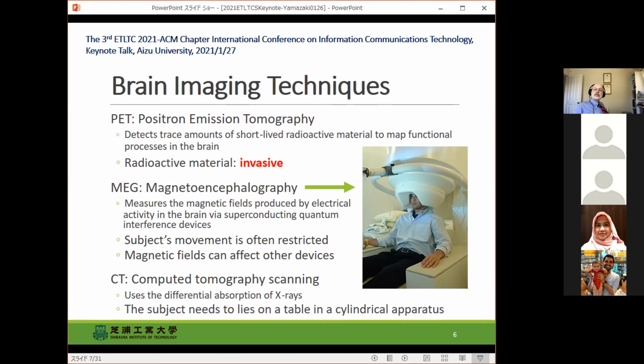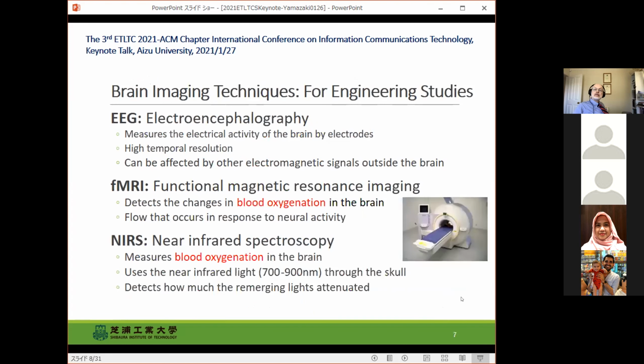And CT, I guess some of you have experienced having CT scanning at a hospital. CT tends to place restrictions on a subject in experiments. So that's why we don't use these techniques. These techniques are often used for clinical purposes. But on the other hand, these three are very popular nowadays among human factors engineering.